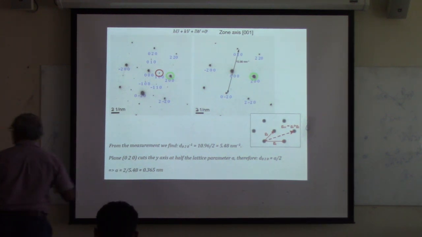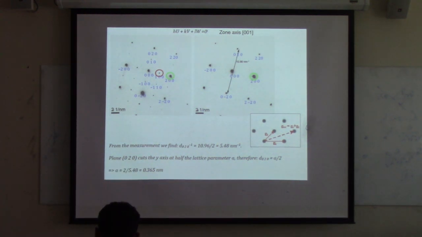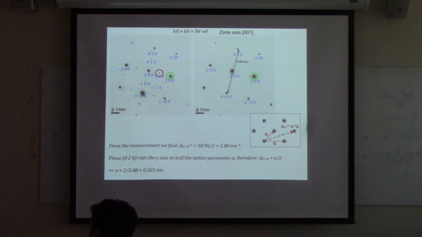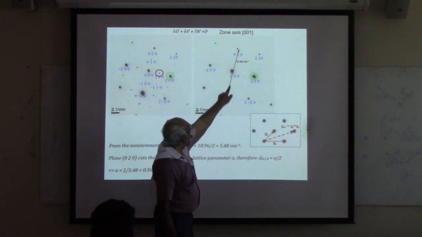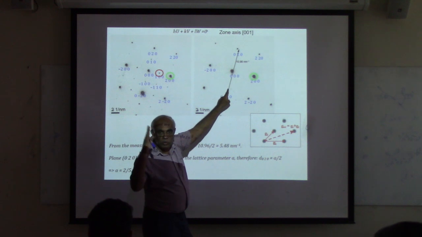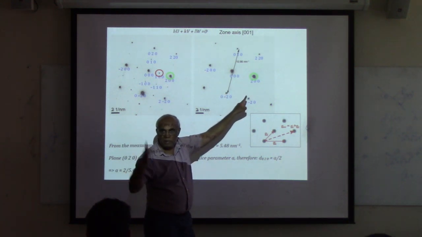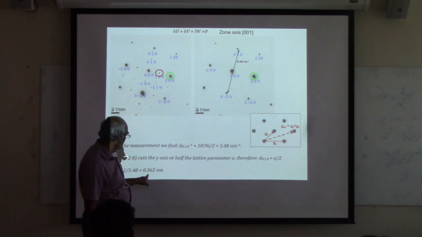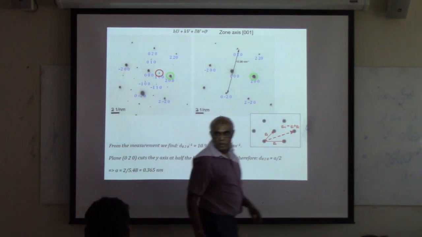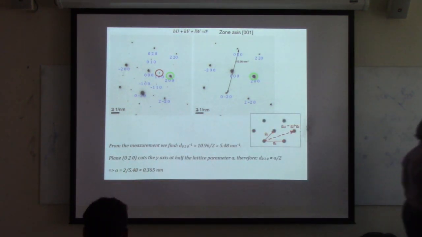So D is always the inverse of A, right? That's why you can see this D2 comes because of that 0, 2 means your plane is cut exactly at the half point. So if you calculate, you get 0.365. These are some things you have to be very careful about.